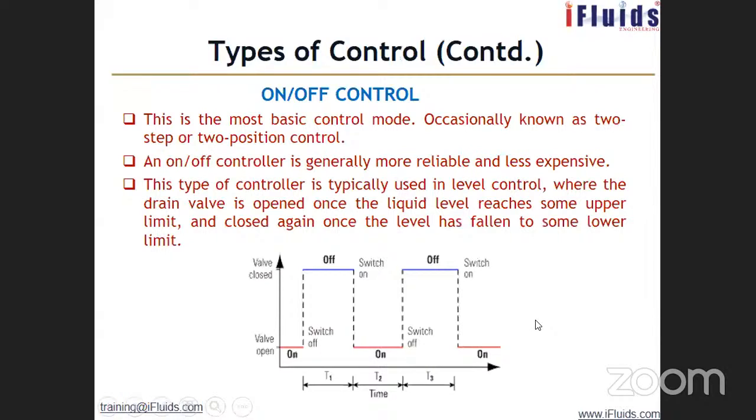Okay? The on-off controller is generally more reliable and less expensive because it has two operations only, either open or close. The on-off controller is typically used in level control, where the drain valve is opened only once the liquid level reaches some upper limit. This I told you, this is the example of the knockout drums. This may not be applicable for normal vessels with level control. Okay, that will be a typical regulating valve.